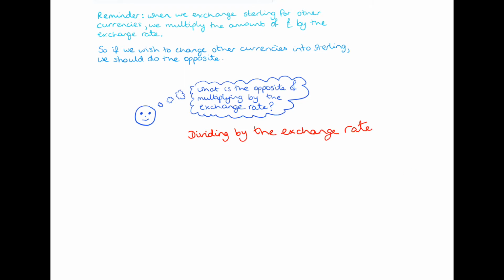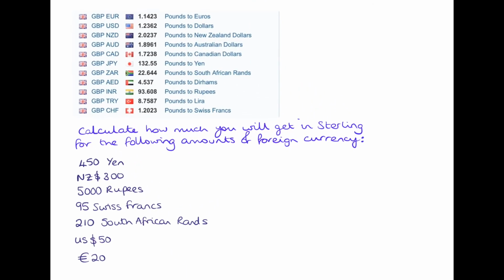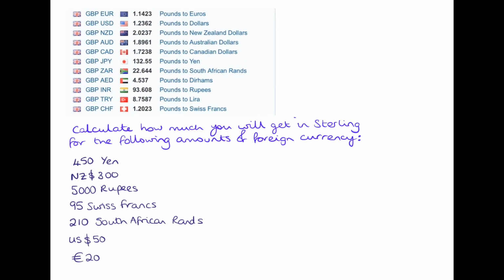Okay, so if we're changing pounds into a foreign currency, we multiply by the exchange rate. If we're starting off with the foreign currency and we want to know how many pounds we get, we're going to divide by the exchange rate. Okay, so we're going to start off with 450 yen. So we take our amount of yen and we divide by the exchange rate for yen.